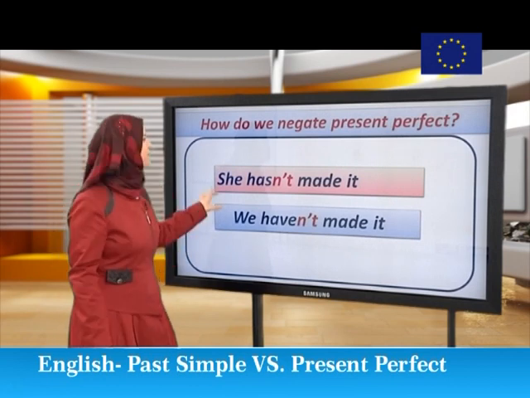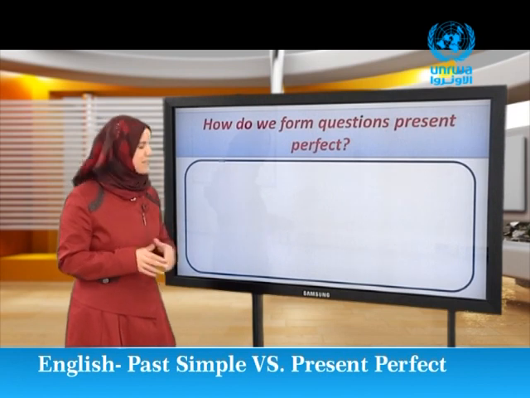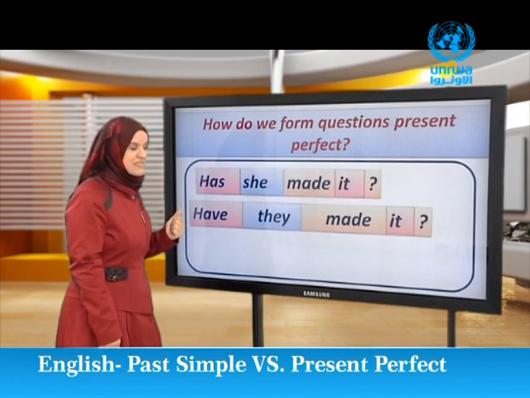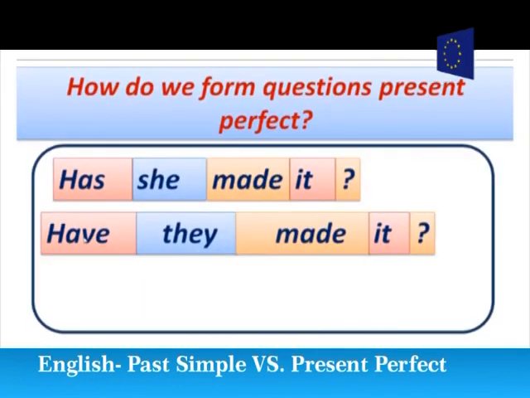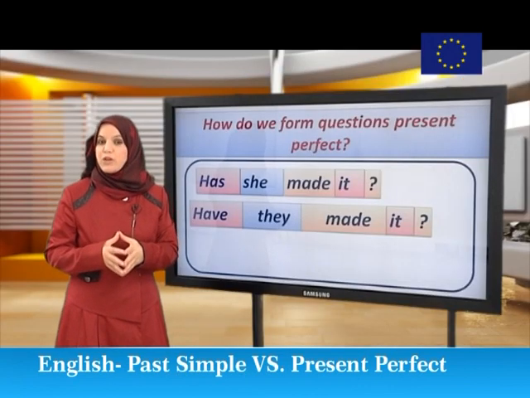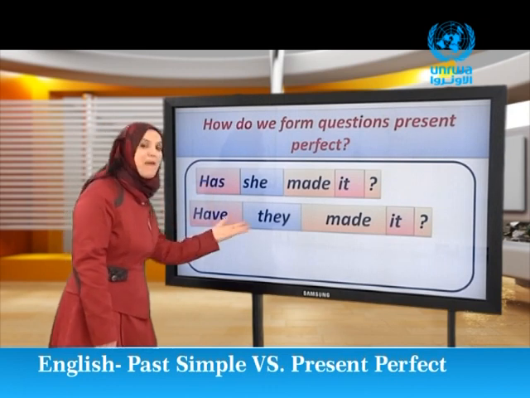Now, what about the questions? Let's see together. How do we form questions in the present perfect? We use has, the subject pronoun, the past participle, then the complementary. So has precedes the subject pronoun. We say, has she made it? Have they made it?